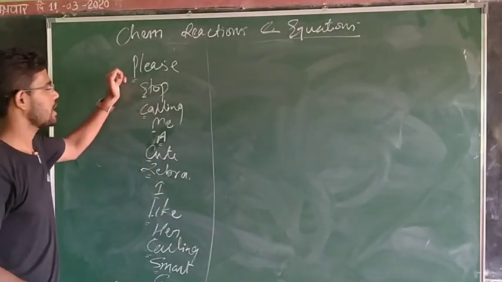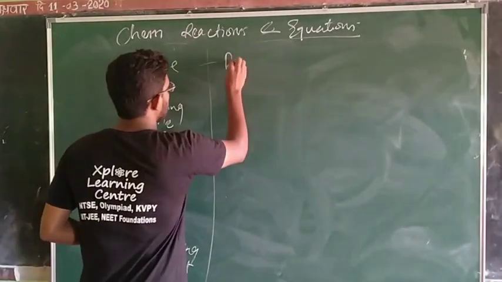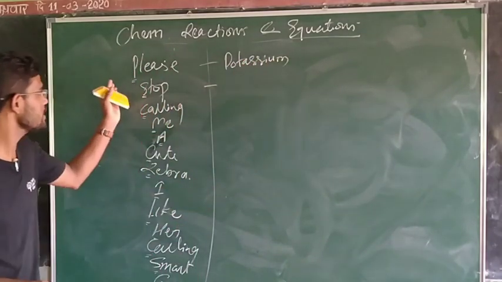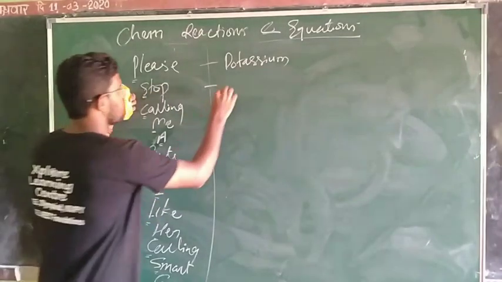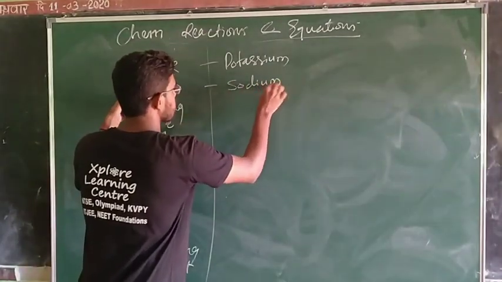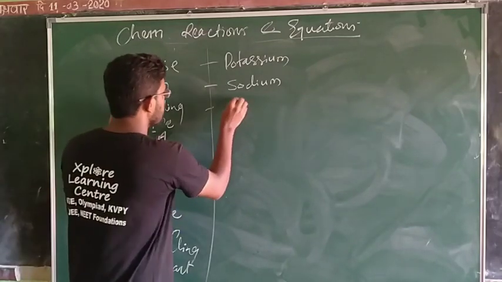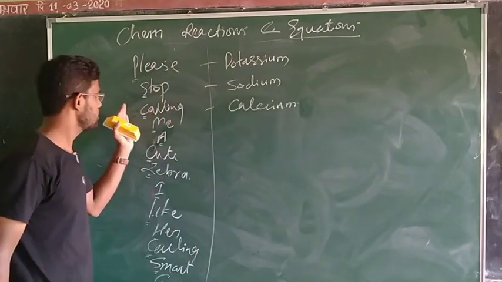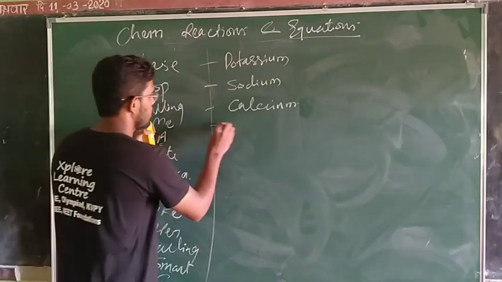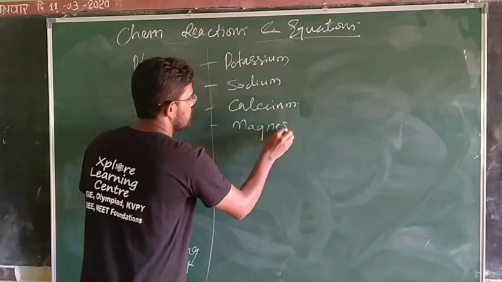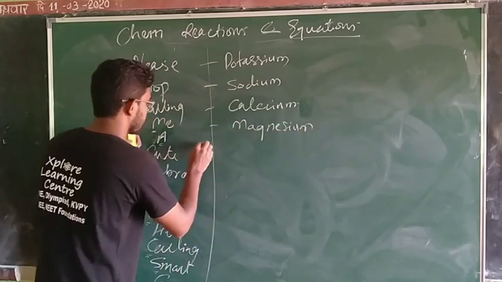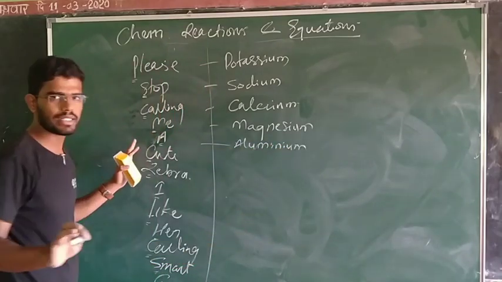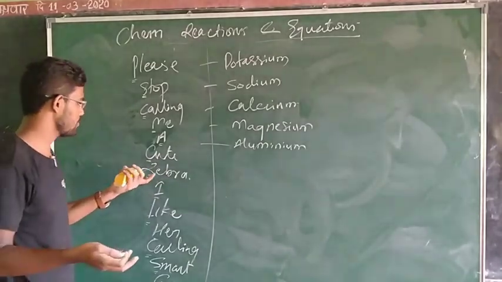Take the initials. Now P stands for potassium. Right? P stands for potassium. S stands for sodium. C stands for calcium. Right? C for calcium. M for magnesium. A for aluminum. Nothing is difficult. Okay, कुछ भी नहीं है. आराम से easily आपको सब कुछ remember हो जाएगा.